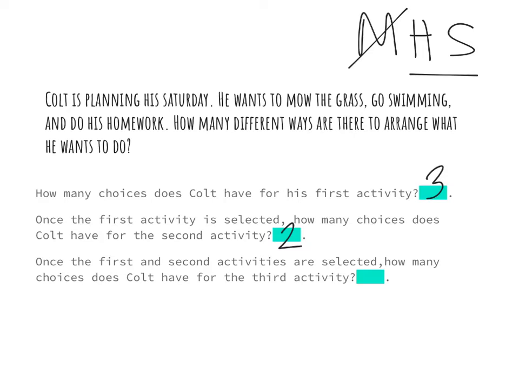Once the first and second activity are selected, how many choices does Colt have for the third activity? Well, let's say he did mowing, then homework. He's only got 1 left, right?